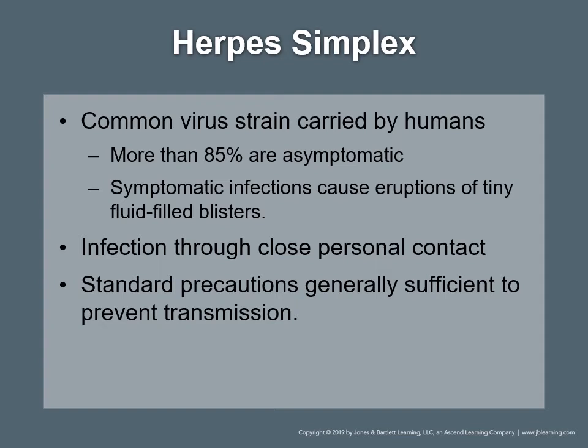Herpes simplex is a common virus strain carried by humans. More than 85% of people carrying the virus are asymptomatic. Symptomatic infections cause eruptions of tiny fluid-filled blisters called vesicles that often appear on the lips or genitals. Herpes simplex can cause serious illnesses like pneumonia and meningitis in the very young, very old, and immunocompromised patients. The primary mode of infection is through close personal contact. Standard precautions are generally sufficient to prevent spread to or from healthcare workers.